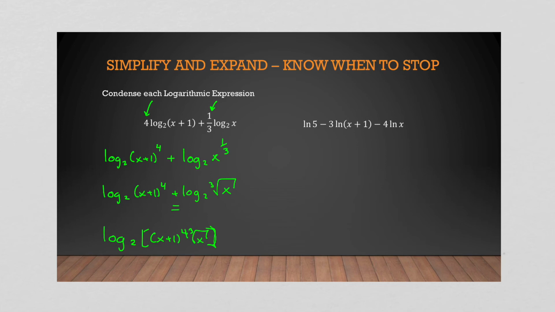So now let's do the one with the natural logarithms. Same process. Remember, we can treat a natural logarithm the same way we would treat a log base 10 log or a log base 2 log. And there's nothing we can do to this. But this 3 is the exponent of that, and this 4 is the exponent of that. So let's start there. So natural log 5 minus natural log x plus 1 to the power of 3 minus, I almost forgot to do it here, natural log x to the 4.